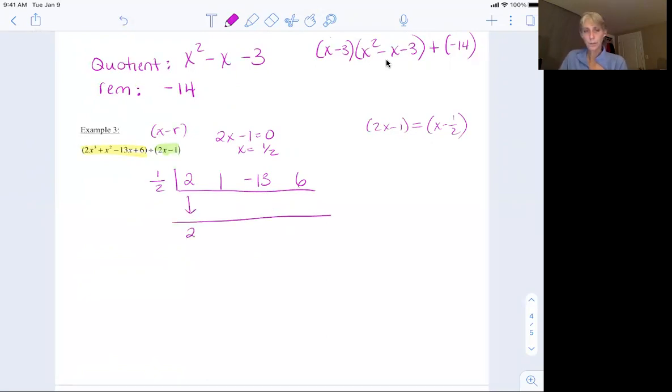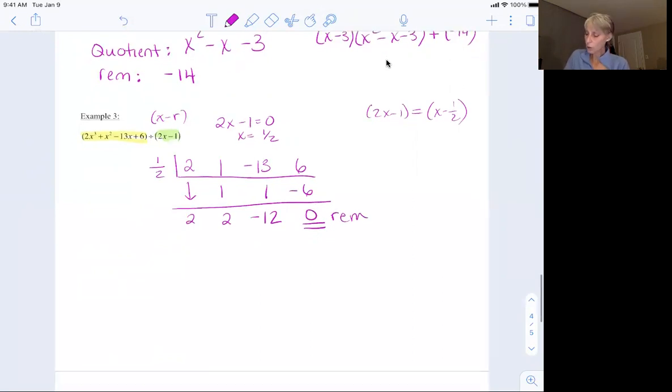Bring down my 2. 1/2 times 2 is 1. Negative 13 plus 1, that's negative 12. 1/2 times negative 12 is negative 6. And this time my remainder is 0. When I go to put my x's back in, I get 2x squared plus 2x minus 12. This is our quotient, and I have a remainder of 0.